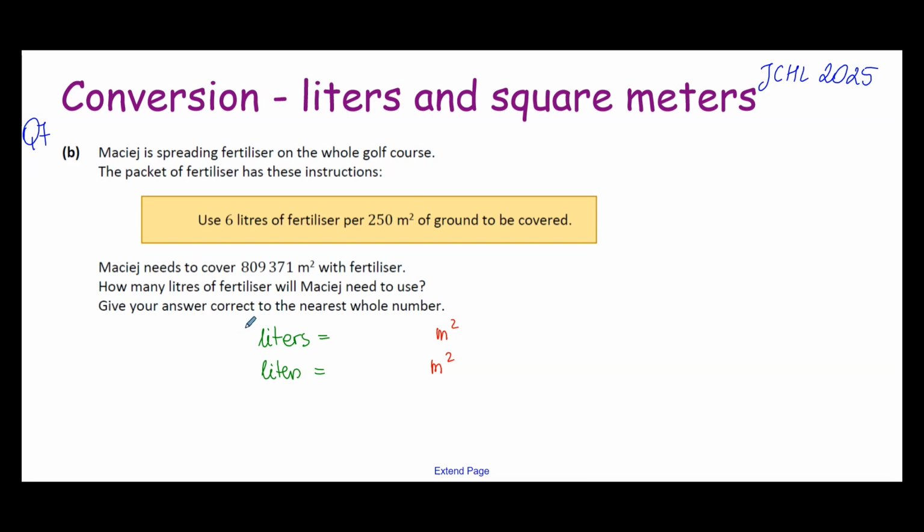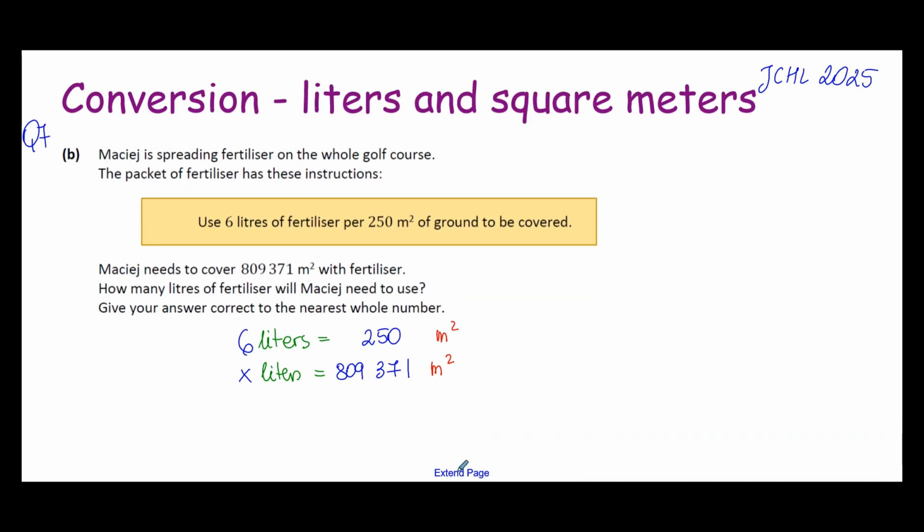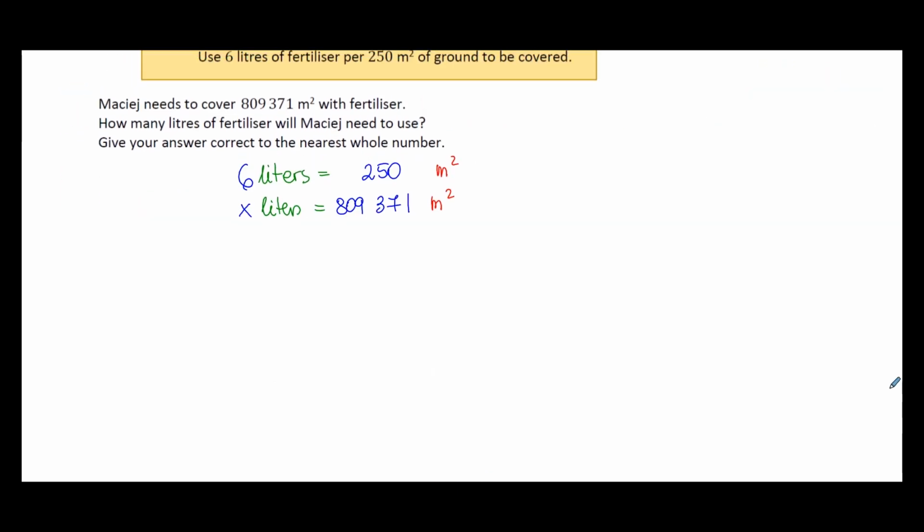So in this case, we are told that 6 liters will cover 250 meters square. And the question is, well, how many liters, therefore we don't know, X, will cover 809,371 square meters. The main idea about the conversion is that I have to compare like with like. So what do we do here? We cross multiply.